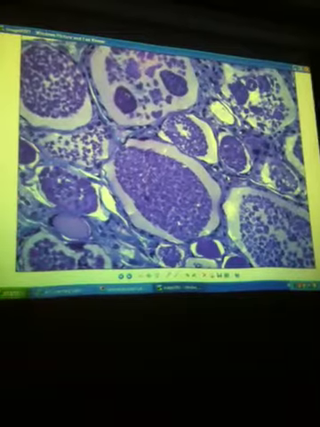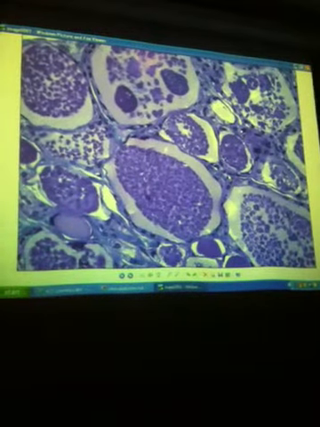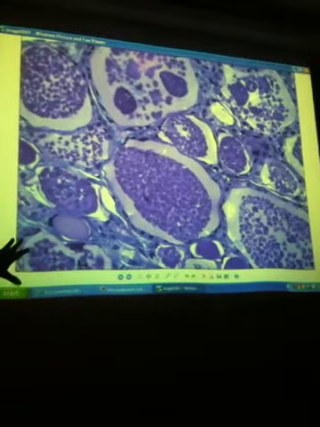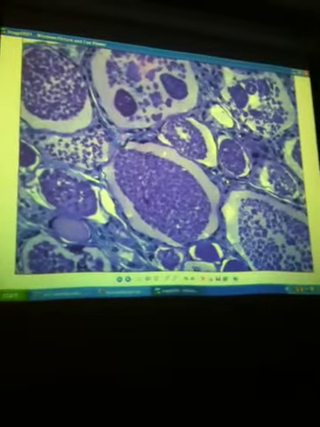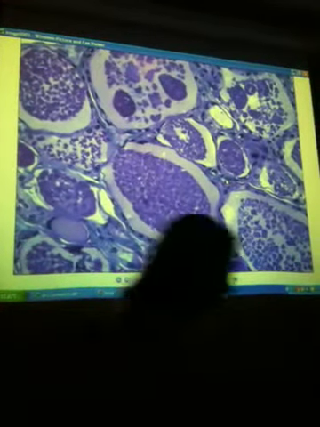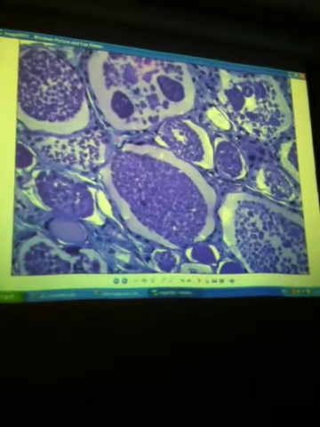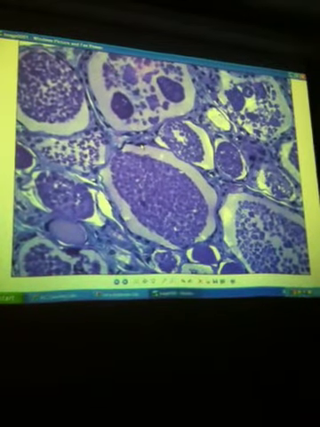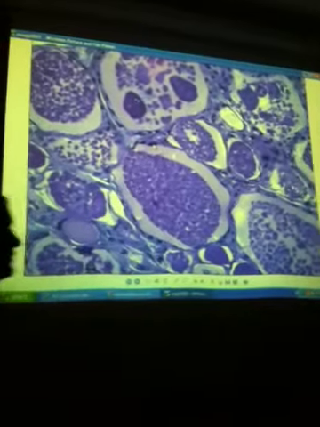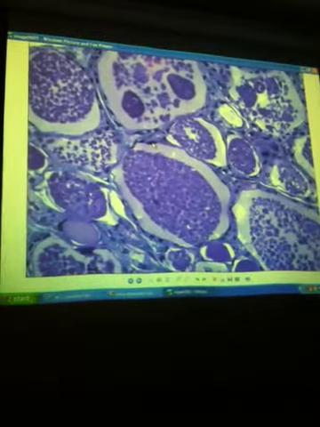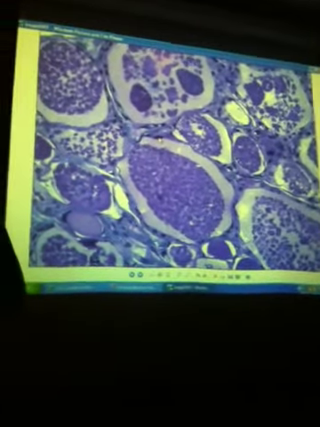So in this one again, I could ask, what endocrine gland does this come from? This comes from the thyroid. I could say, which type of cell is indicated here? That's a follicular cell. It forms part of what structure within the thyroid? The follicle.